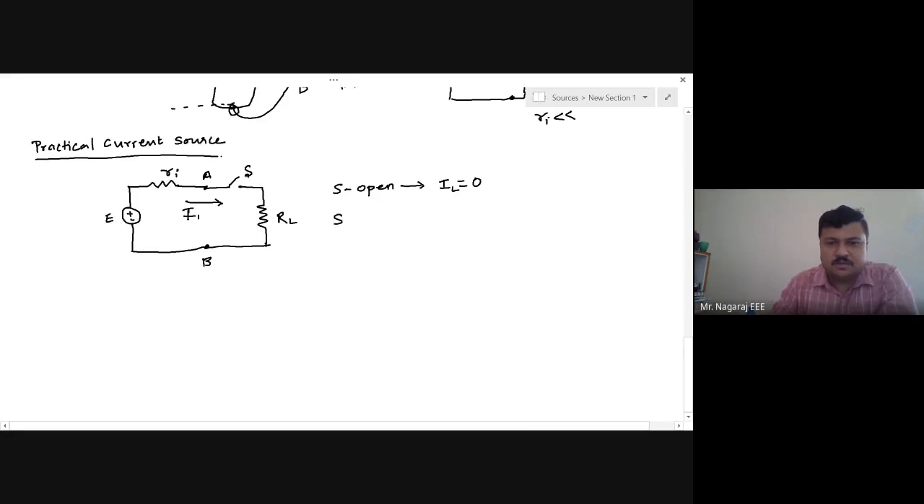So when S is closed, it is evident that IL will exist and is given by E divided by Ri plus RL. Is it? Yes or no? Yes, sir.